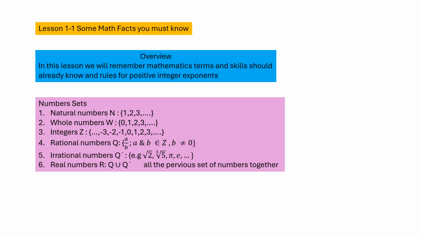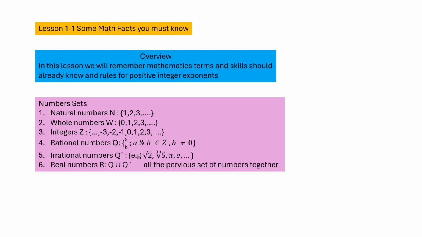The third set of numbers is integers. Integers are symbolized by capital Z also. 0 in the middle, the positive numbers to the right-hand side and the negative numbers to the left-hand side, like the number line.